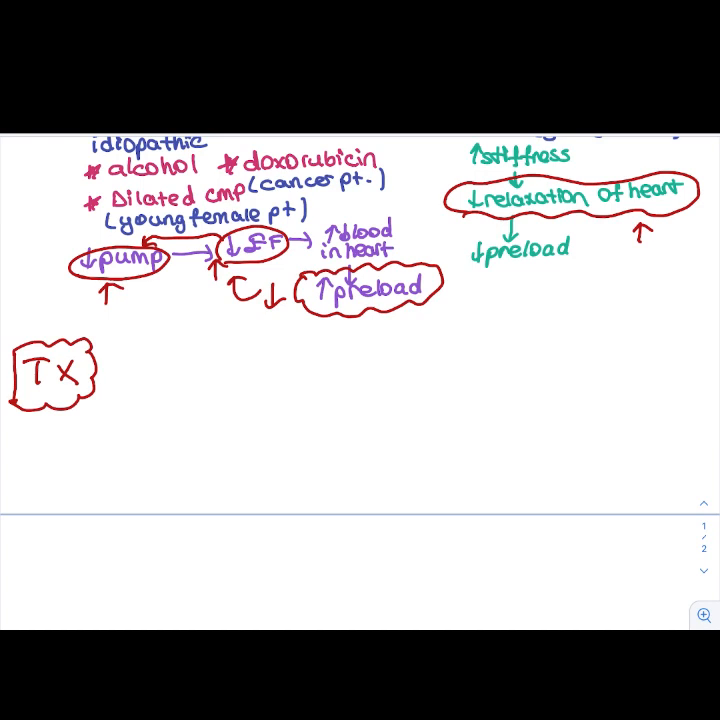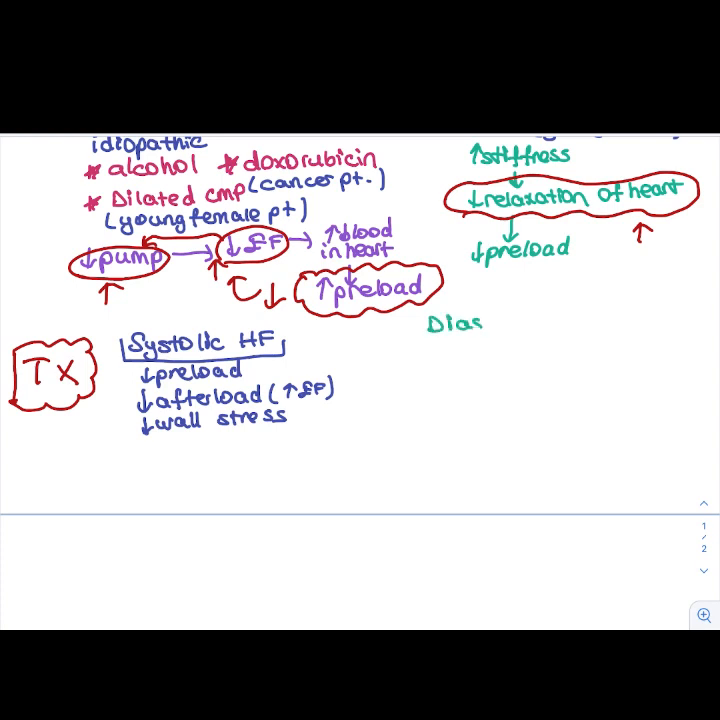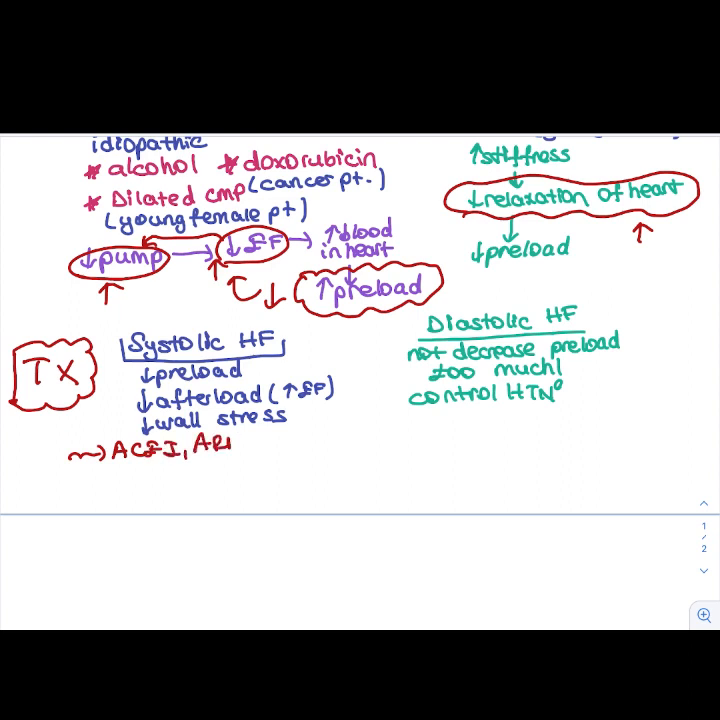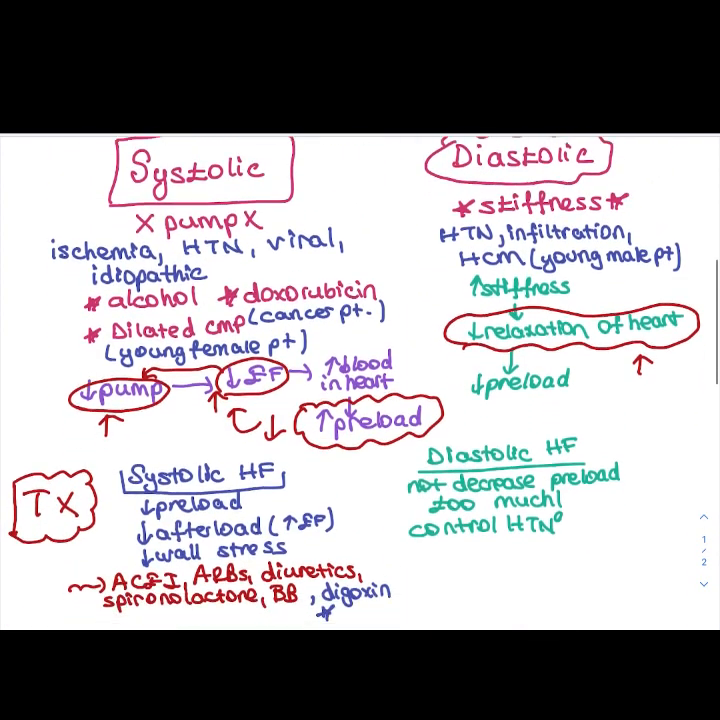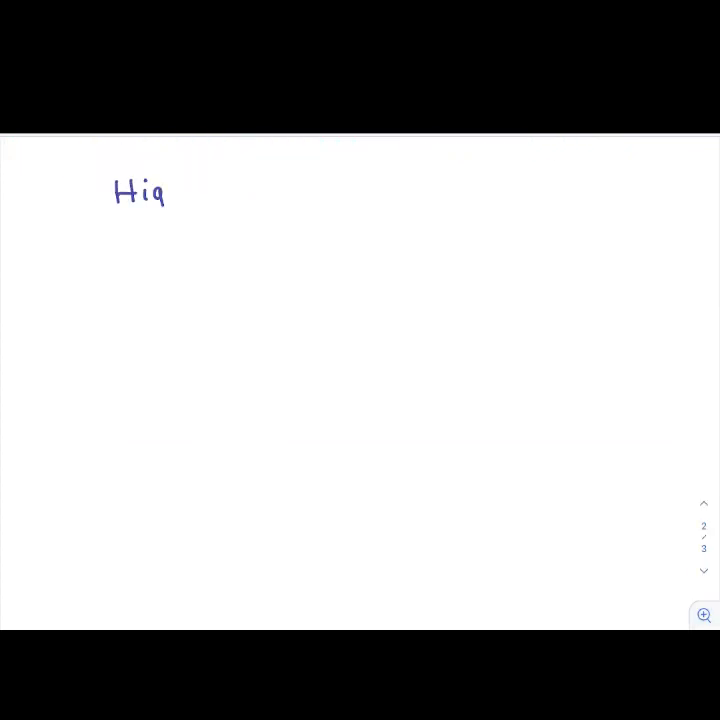So let's talk about treatment options. As I said earlier, in systolic heart failure we have increased preload, so we need to decrease it. And we need to decrease afterload so we can increase our ejection fraction, and also we need to decrease our wall stress. Whereas in diastolic heart failure, we already have decreased preload, so we shouldn't decrease preload too much, but we can give diuretics. We need to control hypertension as well. For treatment options, we have ACE inhibitors, angiotensin receptor blockers, diuretics, spironolactone, and beta blockers. We also have digoxin, which improves ejection fraction, but please keep in mind that digoxin does not improve mortality.